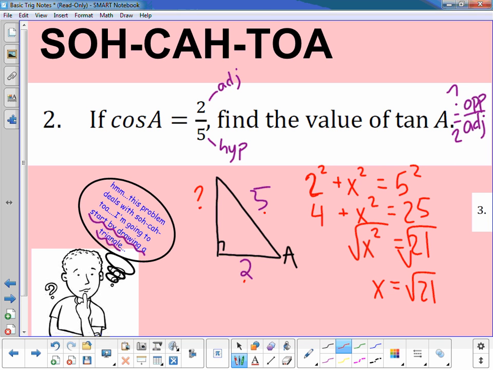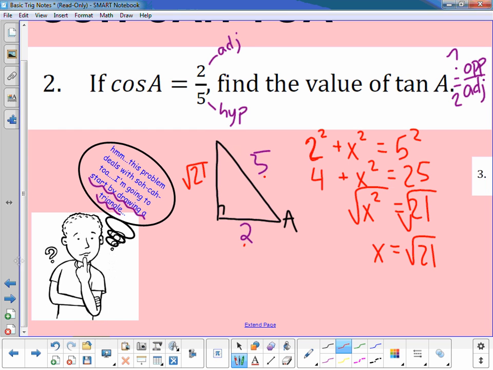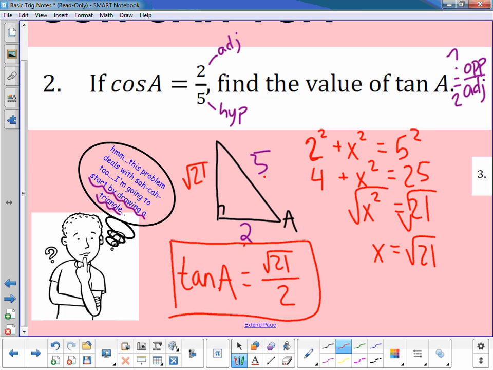Now there's nothing I can do to simplify the square root of 21, so I'm just going to leave it as that because its prime factorization is 7 and 3 and there's nothing you can take out. So I have the square root of 21. Now, when I write out the tangent, because that's not my question, that's just what I needed that was missing, I'm looking for the tangent of A, and I know that it's equal to opposite over adjacent. The opposite side is the square root of 21, adjacent is 2, and that's my most simplified answer. There's no radical in the denominator that I have to fix, so that's my answer.